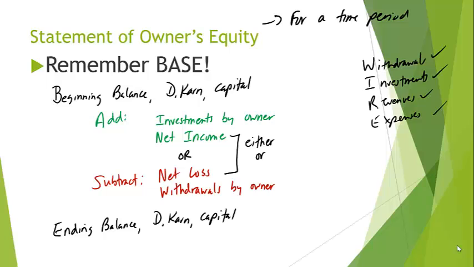Then we take the revenue and expense piece. Well, remember in the income statement we previously prepared, we calculated revenues minus expenses and got either net income or net loss. So obviously if we have net income, it will fall into the add area. We will add net income, or if we had net loss, we would subtract it. So remember, you only have one of those as a possibility. You will not have both. So you will either add net income or subtract net loss. So once you do all of this, you will yield your ending balance of the owner's capital account.